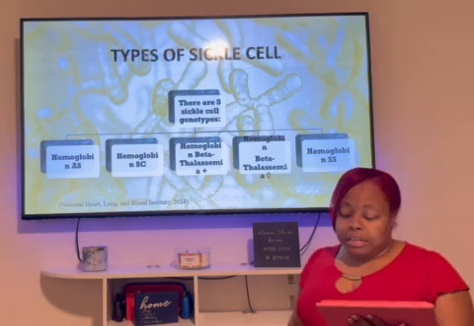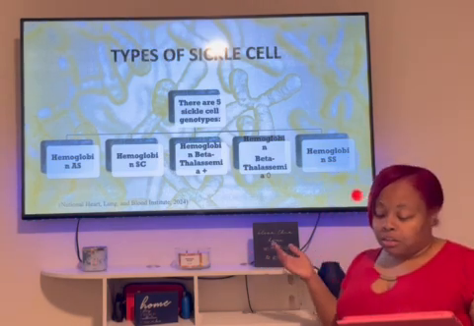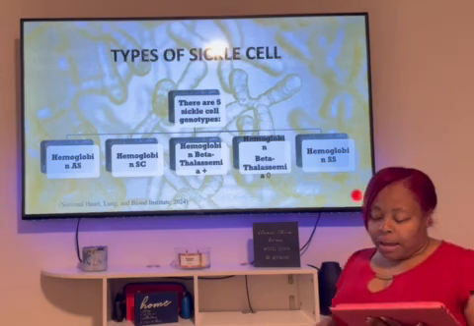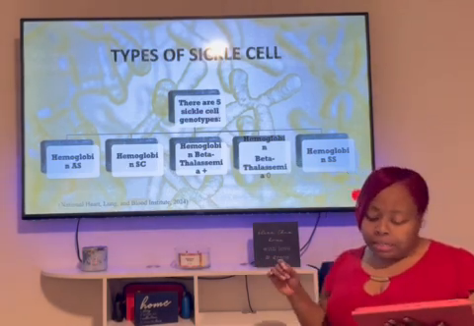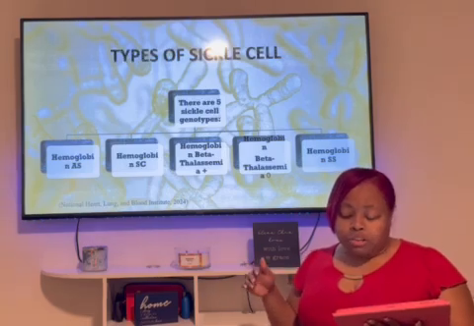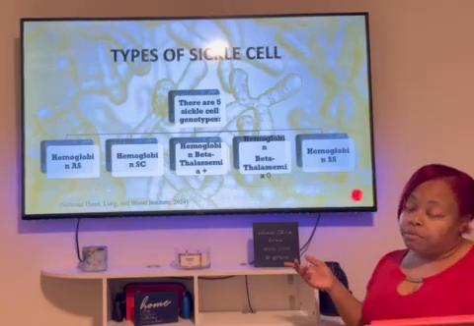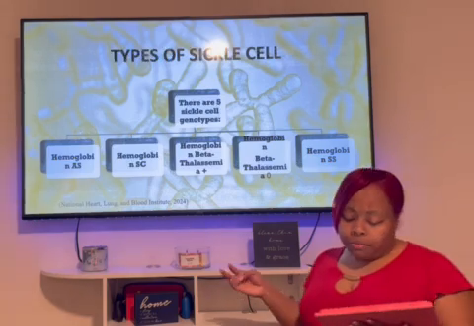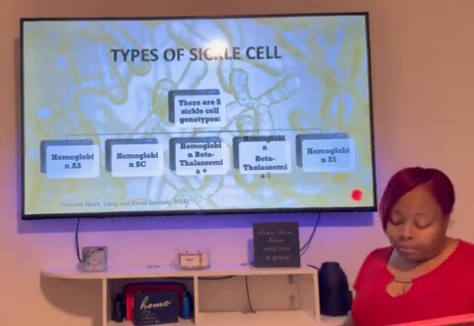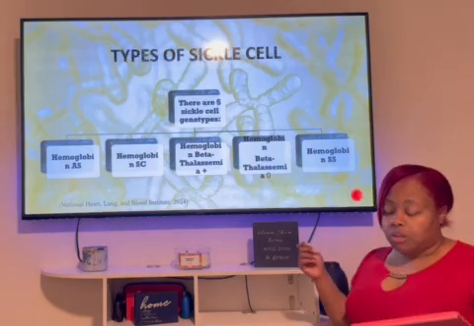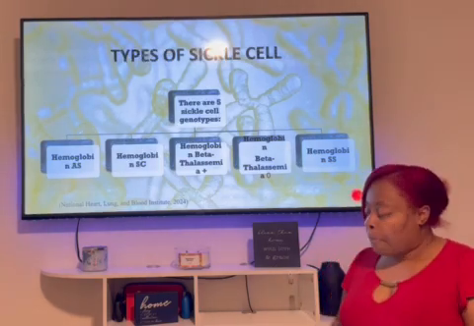Hemoglobin SS is the worst of the genotypes and is the one called sickle cell disease. This genotype has 2 alleles of hemoglobin S, one that comes from each parent. Individuals with this genotype experience incredibly severe pain crises, various complications from the amount of sickling, and severe anemia, and have a higher risk of organ damage, stroke, and infections.